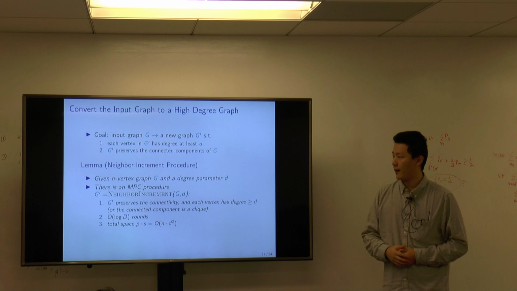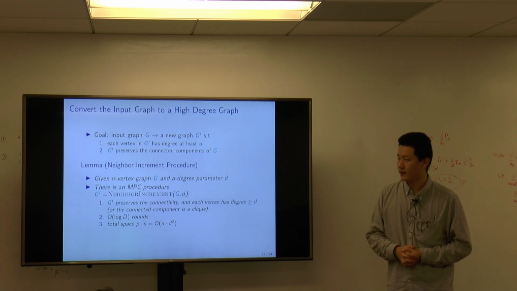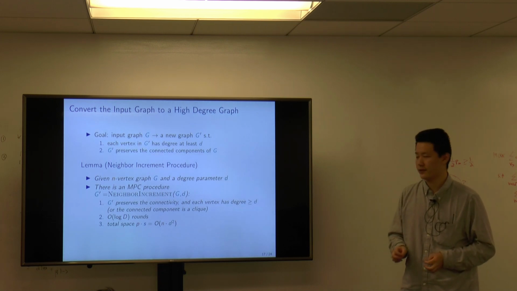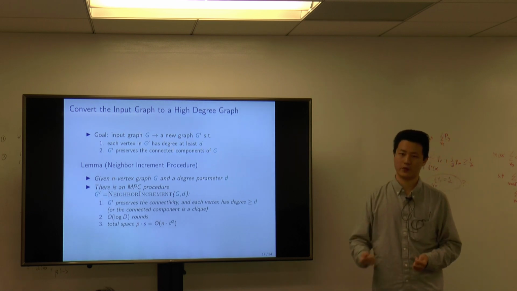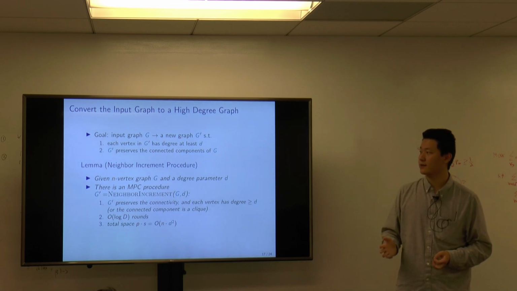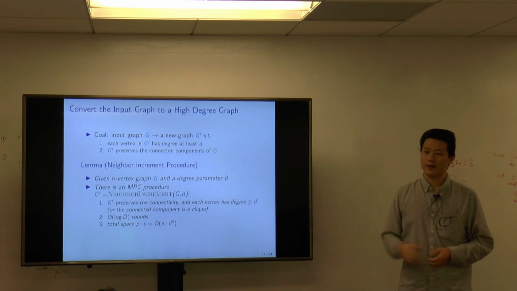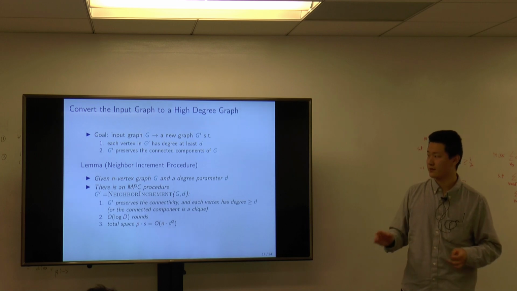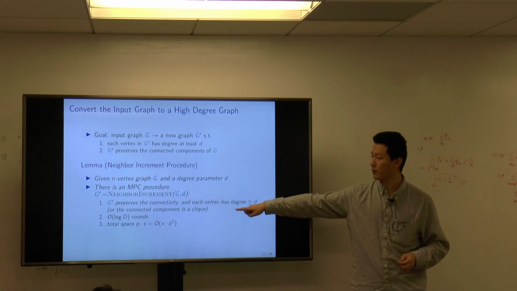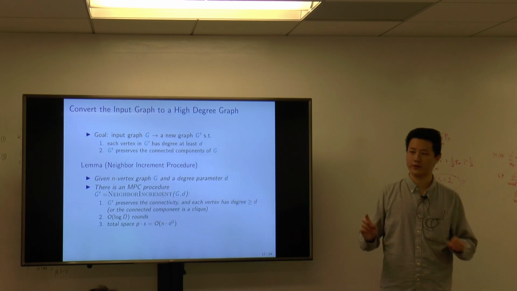And this procedure needs total space, which is the number of machines times the local memory size, of n times d squared. Notice that this procedure can work for any local memory size. We only care about the total space. So if you have this total space n times d squared, you can always run this procedure.